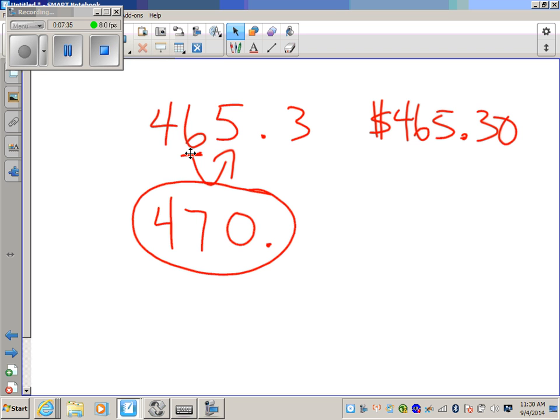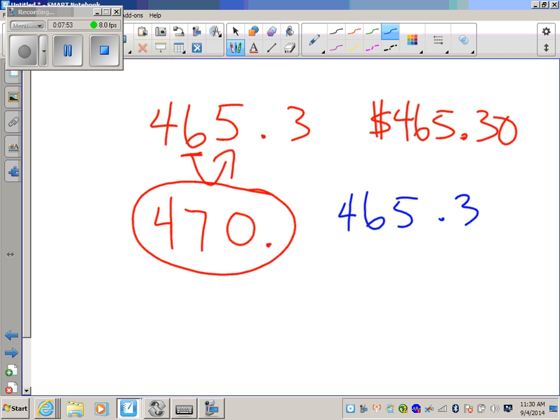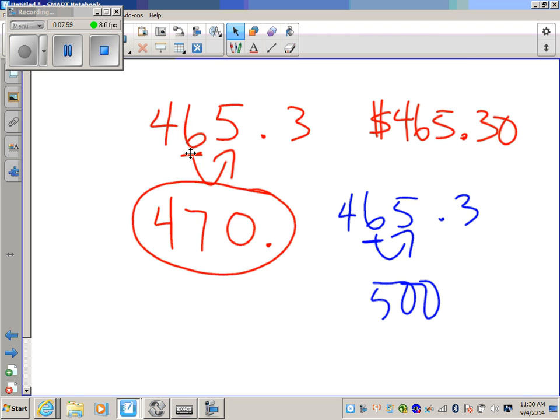Okay. Is 470 a reasonable estimate for $465.30? Yeah, I got about $470. Is that reasonable? The other one I saw a lot of was people thinking that this was 500. The only way this would be 500 is if we were rounding to the nearest 100 and I looked at the 6. Then it would be 500.